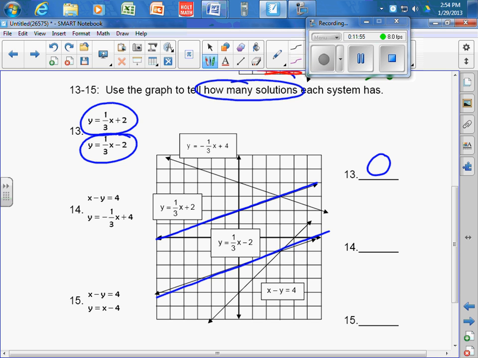They're parallel. In number 14, we have x minus y is equal to 4. That's this line. Y is equal to negative 1/3 x plus 4. That's this line. They will intersect somewhere around in here. That will be one solution. And number 15, these two lines are both the same line, which means we have infinitely many solutions.